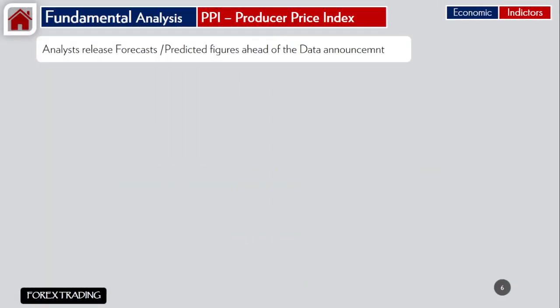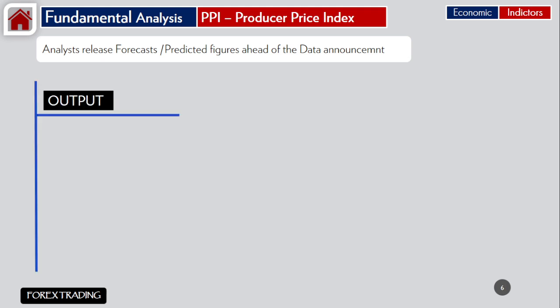So what happens when there is a data release about PPI? Everybody is waiting for that. So let's see what happens. So it can have a possible output of the producer price index data.